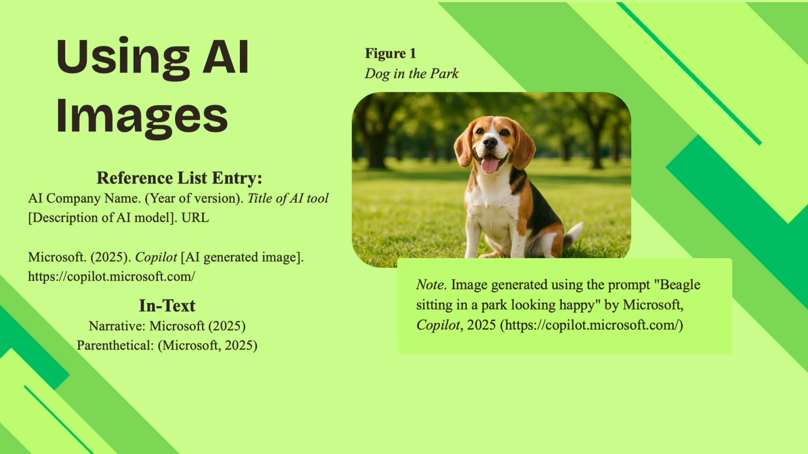APA doesn't provide clear guidance on citing AI images at this time, but they suggest to cite them like you would any other image. If using an image for class, it is recommended to look like what you see on the right-hand side. In this example, I make clear the prompt I used as well as the author and name of the tool, Microsoft Copilot.